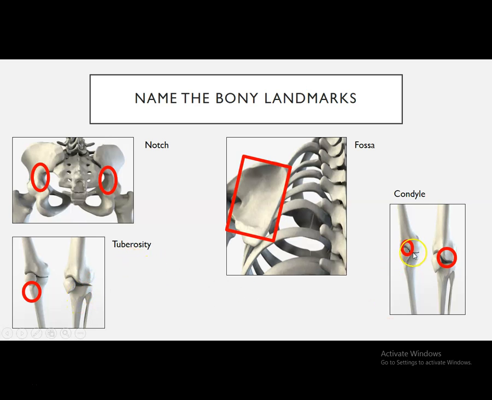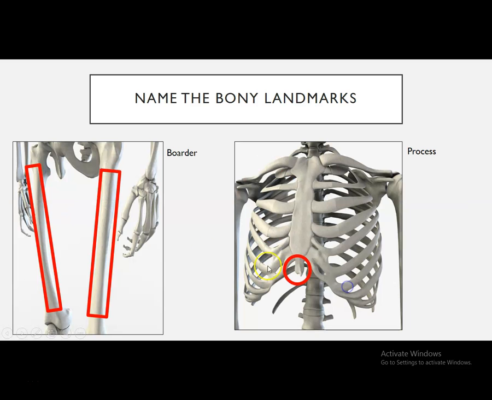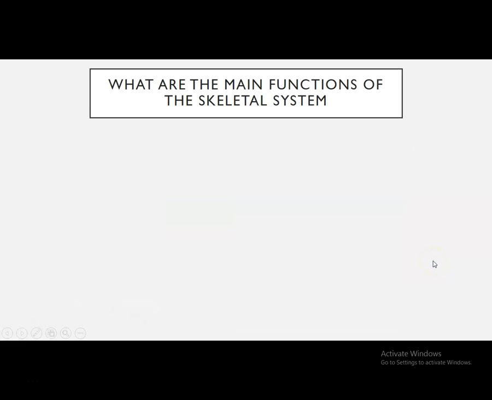Got a condyle, which is this curved round edge at the end of long bones. Then we've got the border, which is the edge of the bone, and then finally this process here that sticks out, and again connective tissue attaches to a process. What are the main functions of the skeletal system?